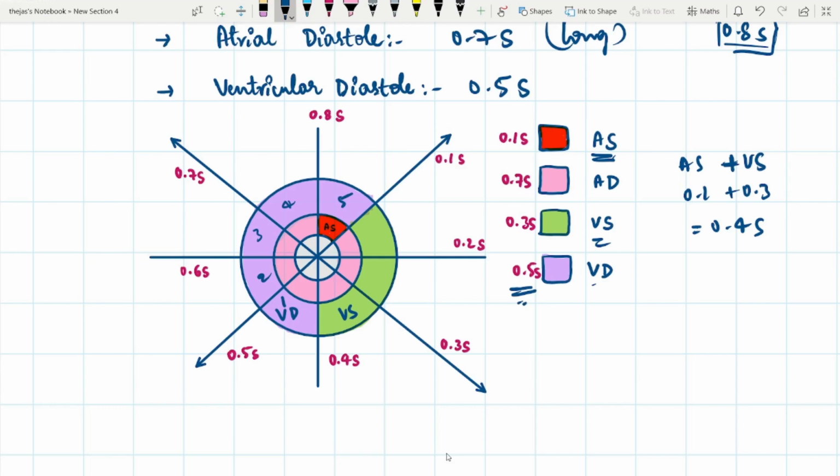And then atrial diastole. The atrial diastole starts after atrial systole. You can count the parts: 1, 2, 3, 4, 5, 6, 7. So it's equal to 0.7 seconds. So this is the diagrammatic representation of the phases of the cardiac cycle, which occurs in a duration of 0.8 seconds.